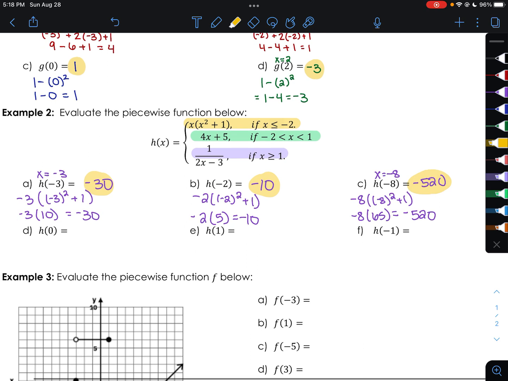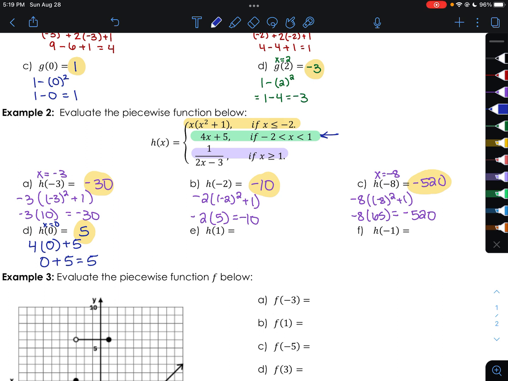Looking at D, it says h of 0. H of 0 falls in this middle one right here. So I'm going to plug in 0 for x, because h of 0 means my x equals 0. So I have 4 times 0 plus 5, which is 0 plus 5, which just equals 5. So h of 0 equals 5.